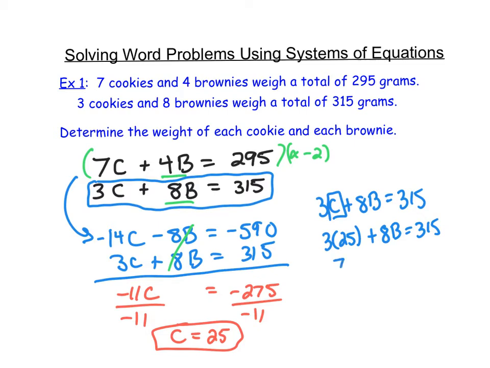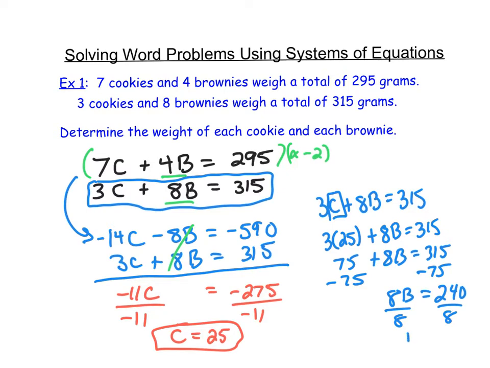So 3 times 25 is 75. We're going to subtract 75 from both sides. And we get 8b equals, if I do 315, I'm just typing this in my calculator, minus 75, we get 240. I should have been able to do that without a calculator. Divide by 8, and I can do this one without a calculator. This is 30.